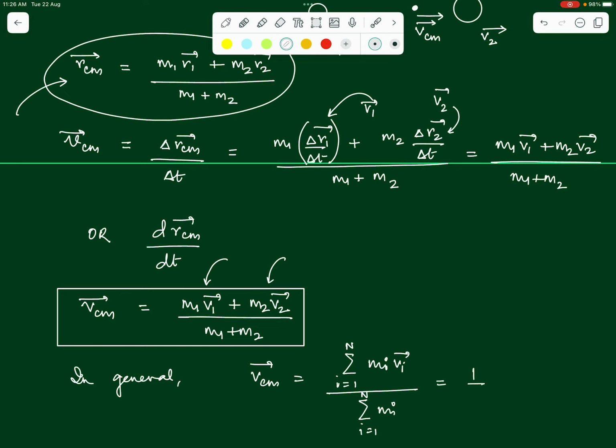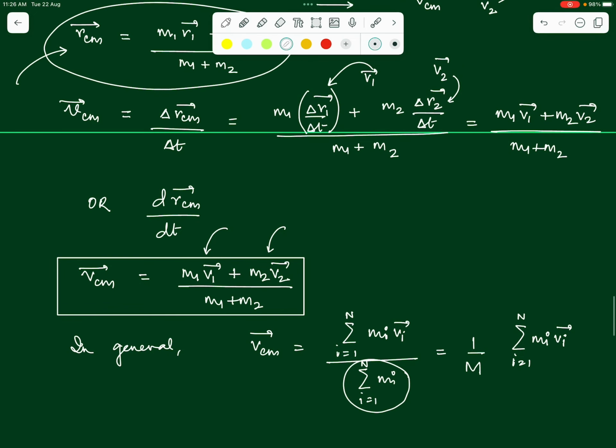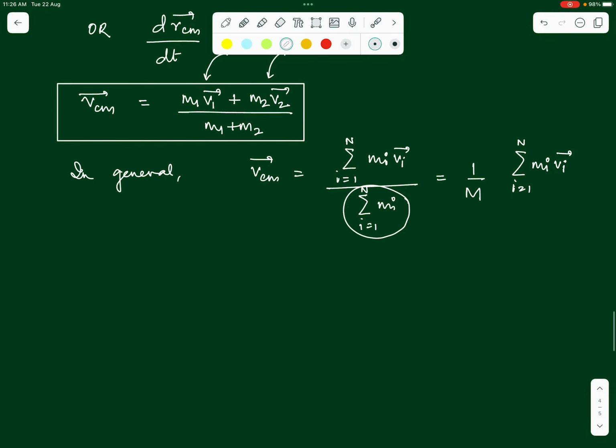Understand that this can also be written as 1 by capital M times summation of mi vi, because m1 plus m2 plus m3 plus m4 and so on will be nothing but the total mass of the body, right? So see that this expression is very similar to the expression for the position of center of mass. We shall see a little later that this expression has got a lot of applications. But before that, let us also talk about the acceleration of center of mass now.